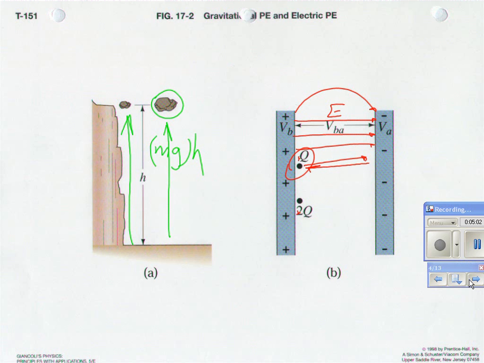Would it be uniform velocity? No. It would speed up. Would it be uniform acceleration? Yes, just like the rock falling, because it's in a nice constant field, it would have a constant force, constant acceleration. Excellent.